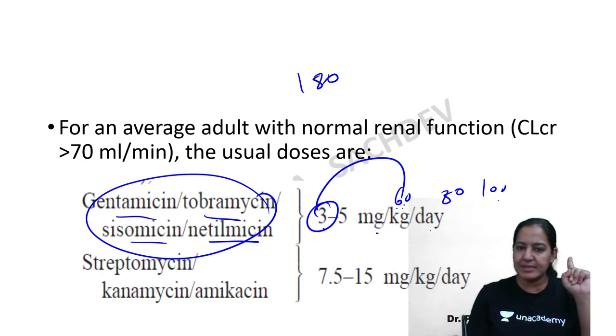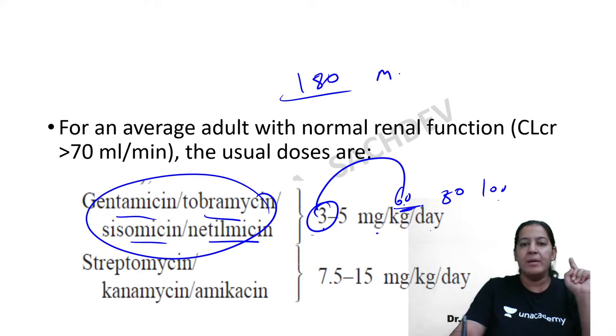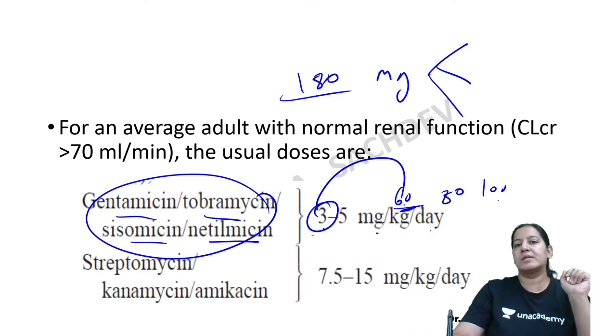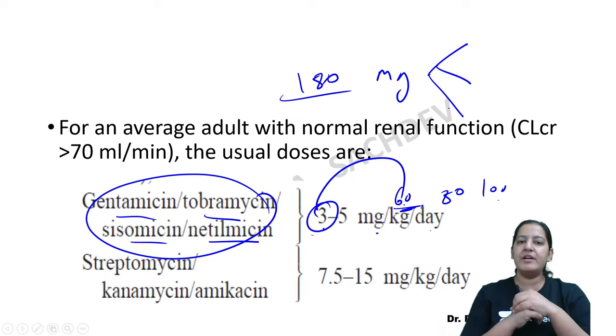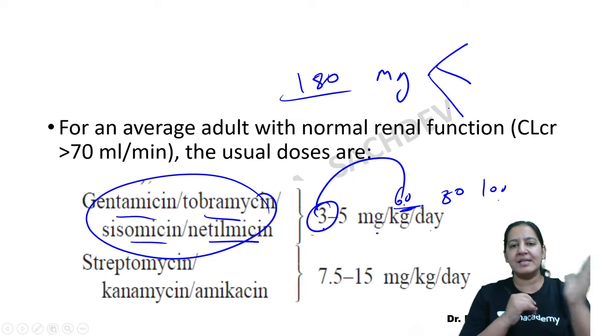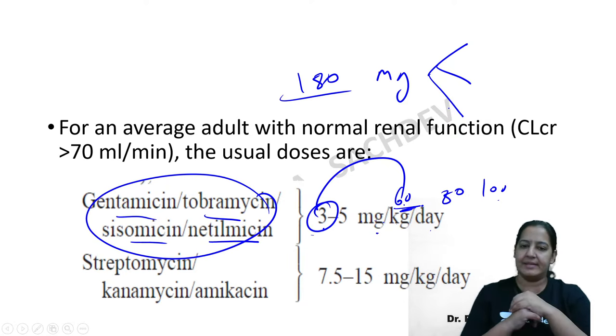Just suppose the weight is 60. So 60 times 3 is 180 milligram. That is not given at one time, divide it into 3 doses. So three times, one in the morning, one in the afternoon, one at night. So take 60, 60, 60, three times. Like this, you have to divide.